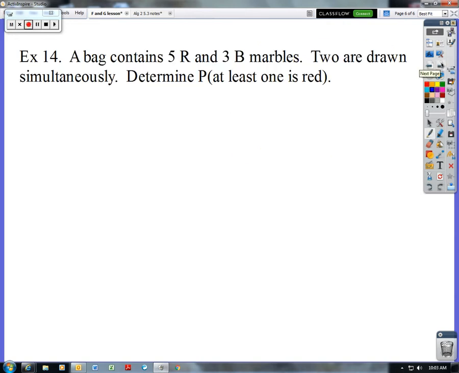Number 14. A bag contains 5 reds and 3 blues. 2 are drawn simultaneously. Determine the probability that at least 1 is red. When things are drawn simultaneously, is that replacement or non-replacement? Well, it has to be non-replacement, because if you have 2 at a time, then the first one in your hand has already been chosen when you're pulling that second one. I know you're doing them both at once, but this is a case of non-replacement. And so you have to keep that in mind.